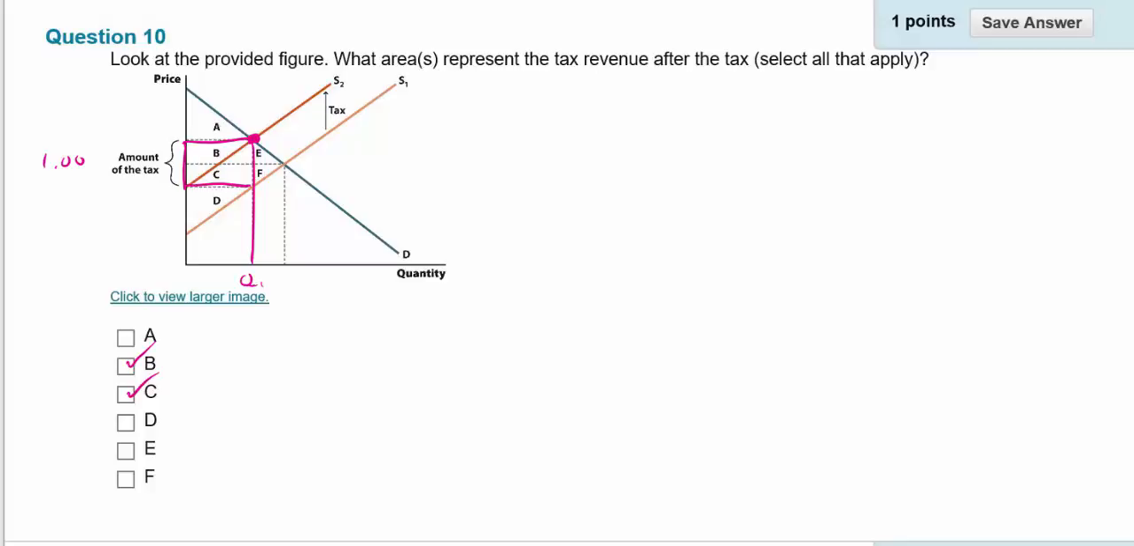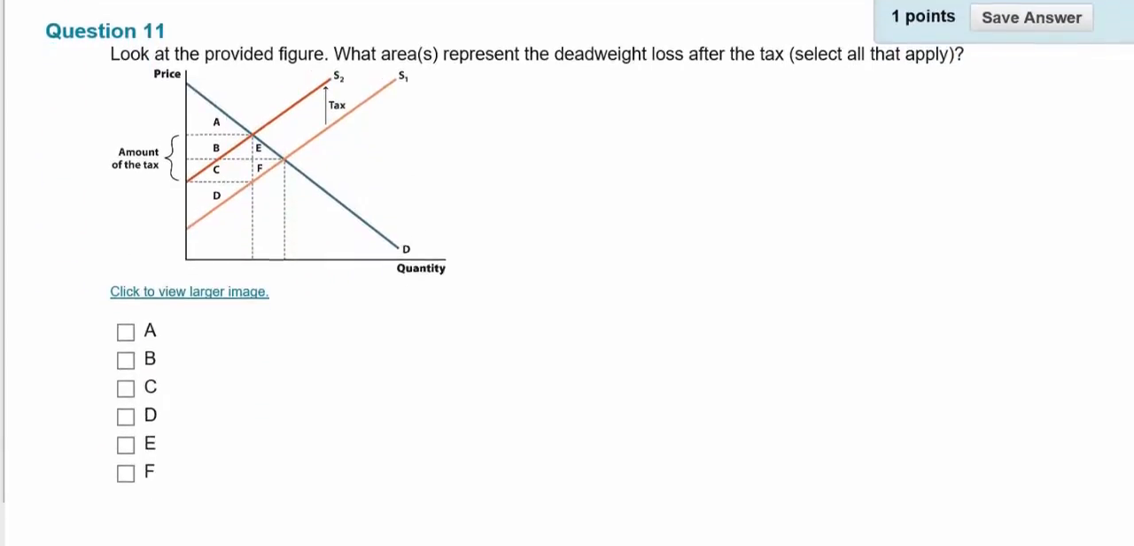Special note here, the tax revenue actually comes from, it's taken from the producer and the consumer surplus. That's where the tax revenue comes from. Now, we're about to talk about this little area here, E and F. That's going to be our deadweight loss.